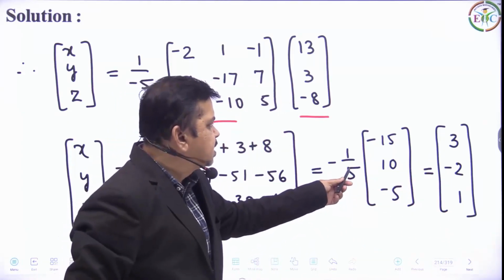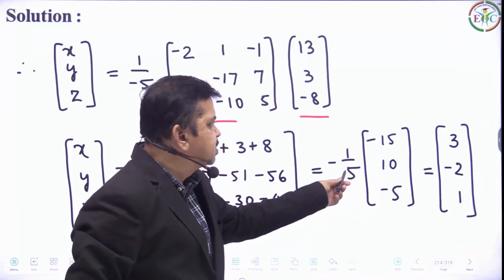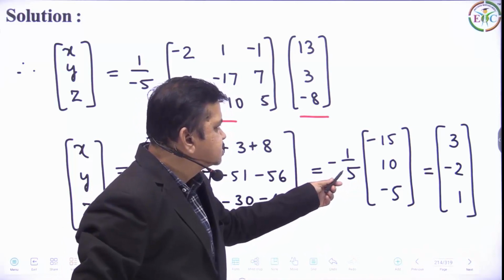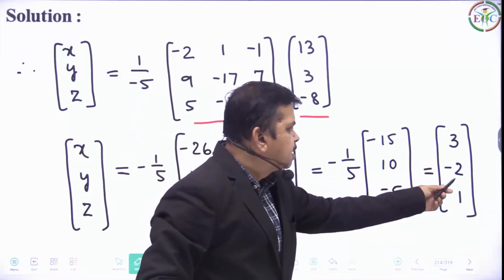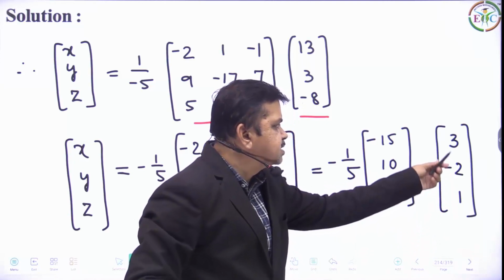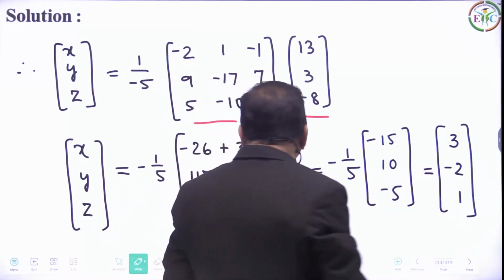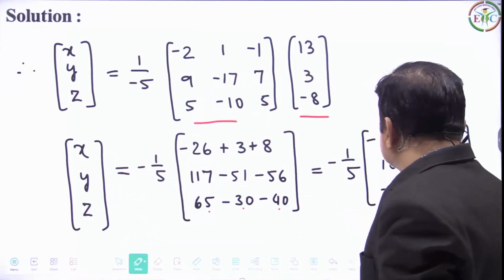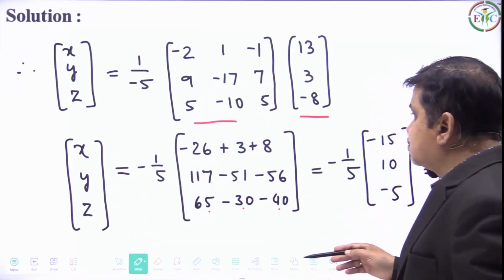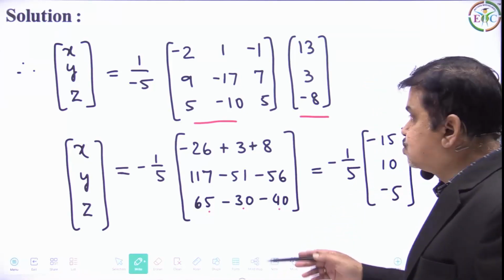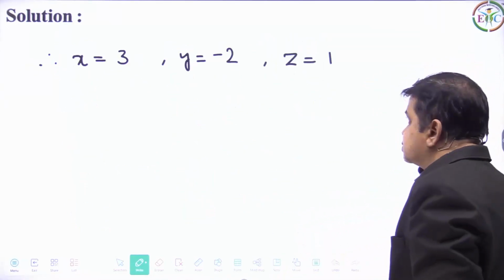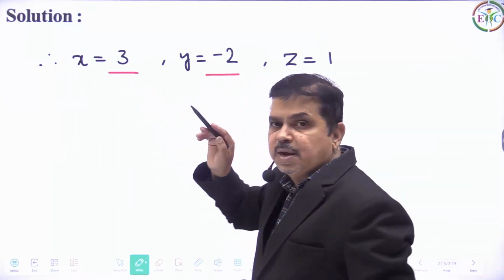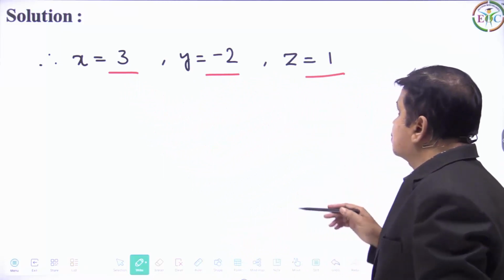So we can multiply each element of the matrix with 1 by 5, so that we get the value, and taking out the negative sign we have 3, minus 2 and 1 as a single column matrix. In the LHS we have X, Y and Z. Now equating the corresponding elements, we have X equal to 3, Y equal to minus 2 and Z equal to 1. Therefore the corresponding values are X equal to 3, Y equal to minus 2 and Z equal to 1.